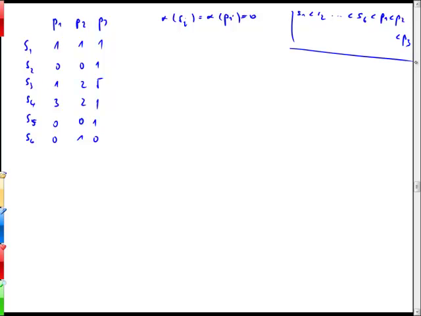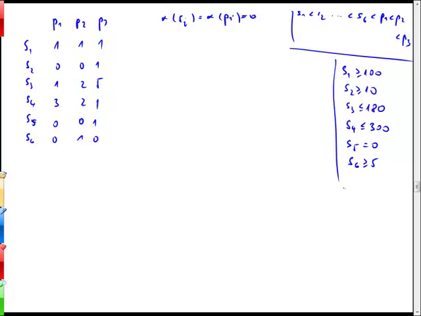So what is the first thing that we do now? We have the initial assignment. Does it fit? Oh, I missed the constraints. Sorry. S1 is larger or equal 100. S2 is larger or equal 10. S3 is less or equal 180. This was the time. These were the costs. And these are the bounds.